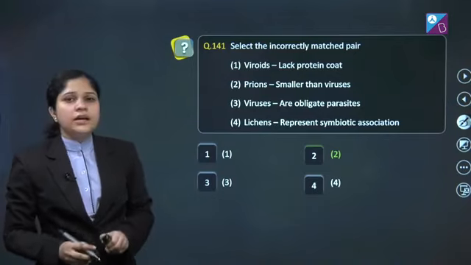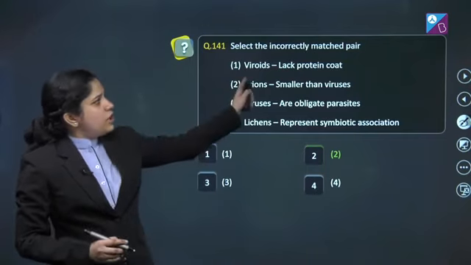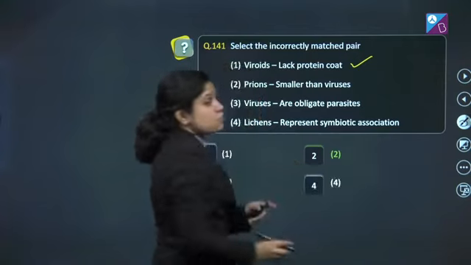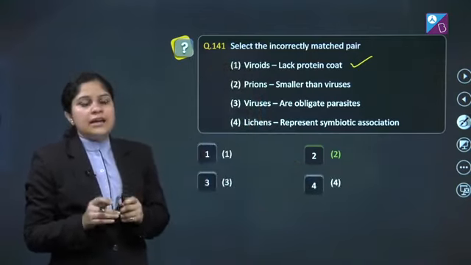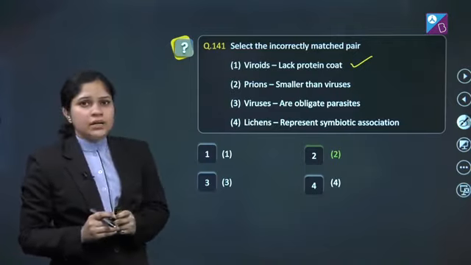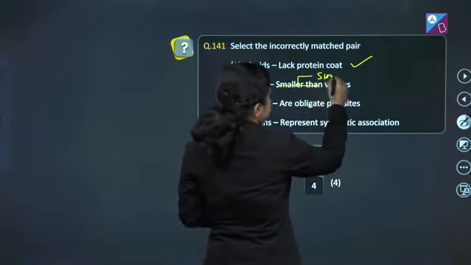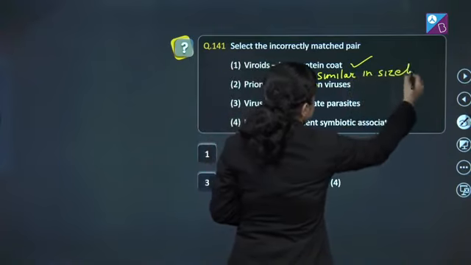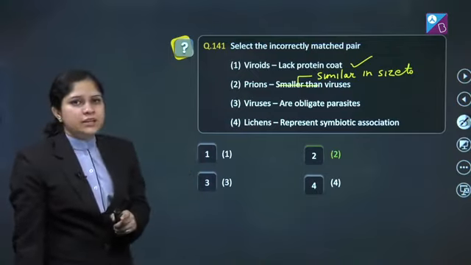Question number 141. Select the incorrectly matched pair. First, viroids lack protein coat. Absolutely correct. They are the smallest replicating organisms and are infectious. Second, prions, smaller than viruses. This is incorrect because they are similar in size to viruses.